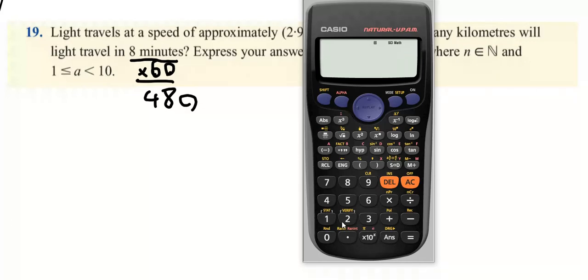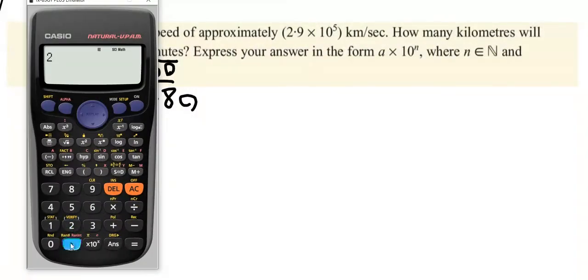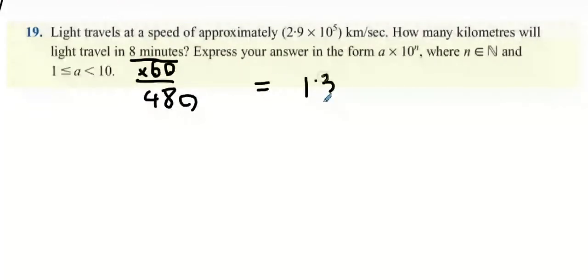And what we're going to do next is we're going to enter in 2.9 by 10 to the what? 5, right? So 2.9 multiplied by 10 to the power of 5, and then we're going to multiply that by 480, and what do you get? 1.392 by 10 to the power of 8, yep.